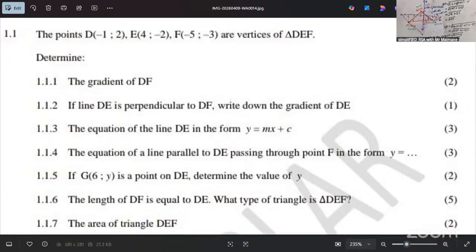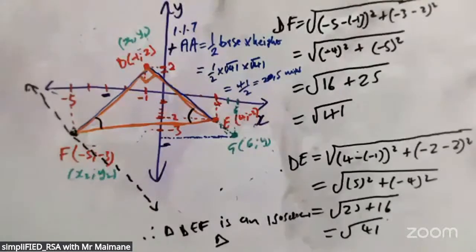You can see this was the 2022 June paper. For some people who are writing June, it's the same stuff. It's just an exemplar from the past paper. So we're going to continue from 1.2, but for today, it's fine. We have gotten our part.